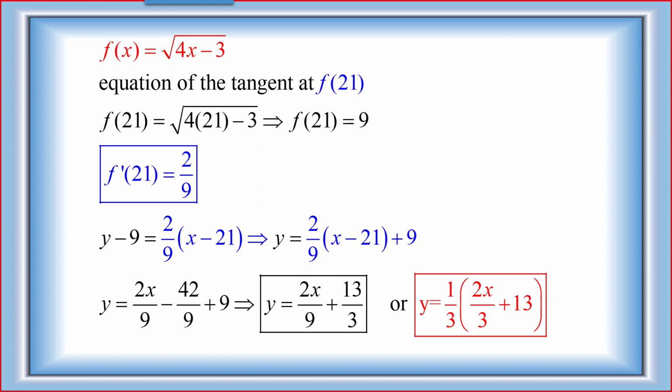There's a red text box and also a black one. The black one would probably be a better form to leave your answer in, but if you wanted to take 1 on 3 as a common factor, you could do that, but I would be more inclined to leave my answer in the black text box form.